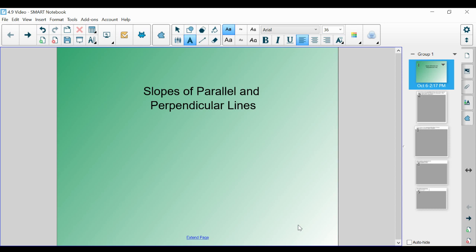So today we are going to be talking about the slopes of parallel and perpendicular lines. We're going to be referencing slope-intercept form a lot today, and we're going to be identifying the slopes of parallel and perpendicular lines, and we're going to be talking about how to write equations that contain slopes of parallel and perpendicular lines to an original equation. So without further ado, let's begin.